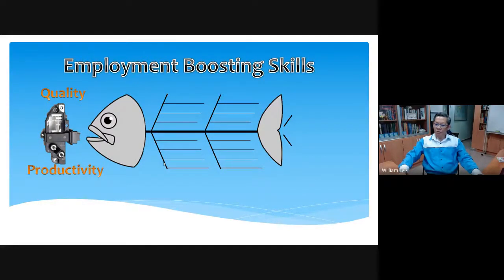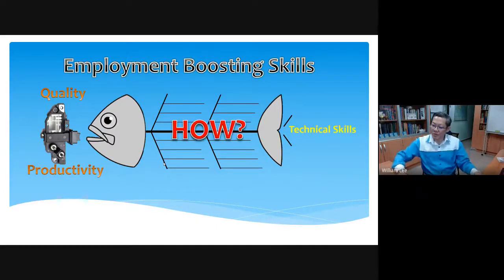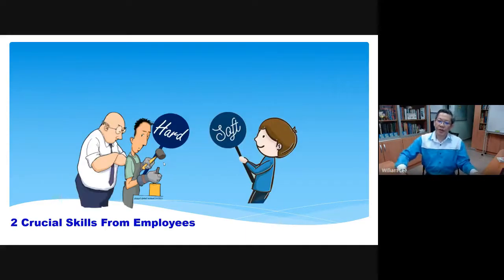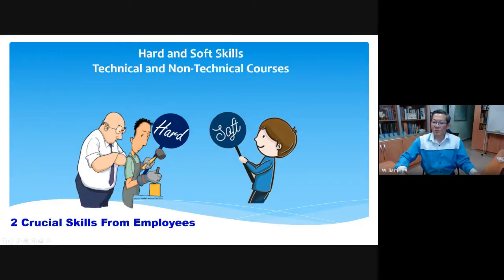Now that we know that quality and productivity are very important, the bosses are concerned about quality and productivity. But how do you improve them? Regardless of whether this is molding, die casting or extrusion, technical skill is still very important. So we have hard skills and soft skills. I think soft skill normally refers to personal skill, whereas hard skill refers to hands-on skill. And how do you acquire these skills?